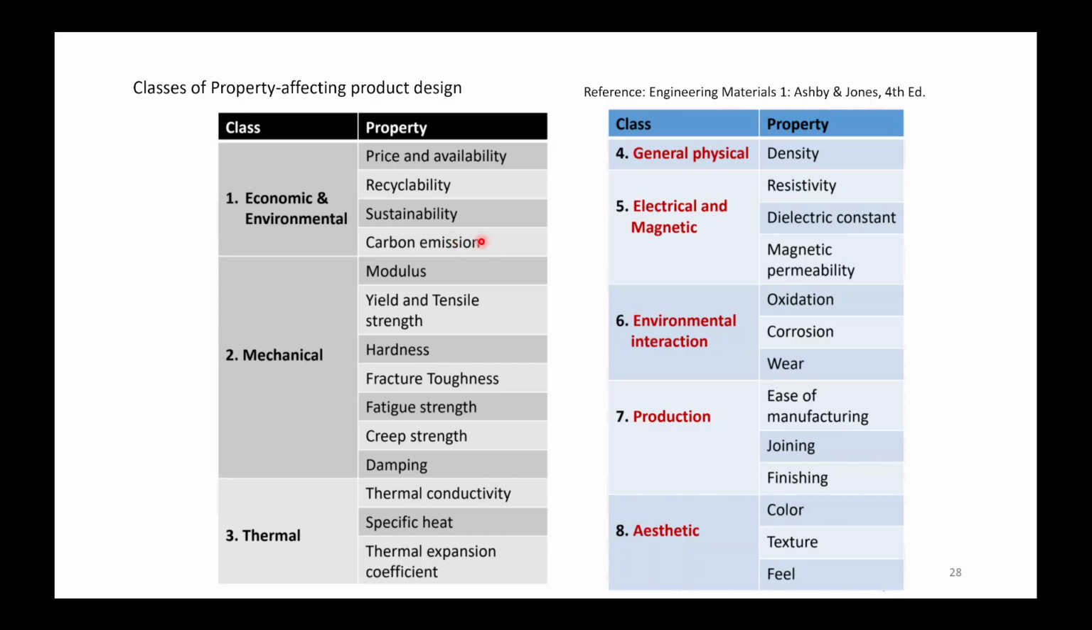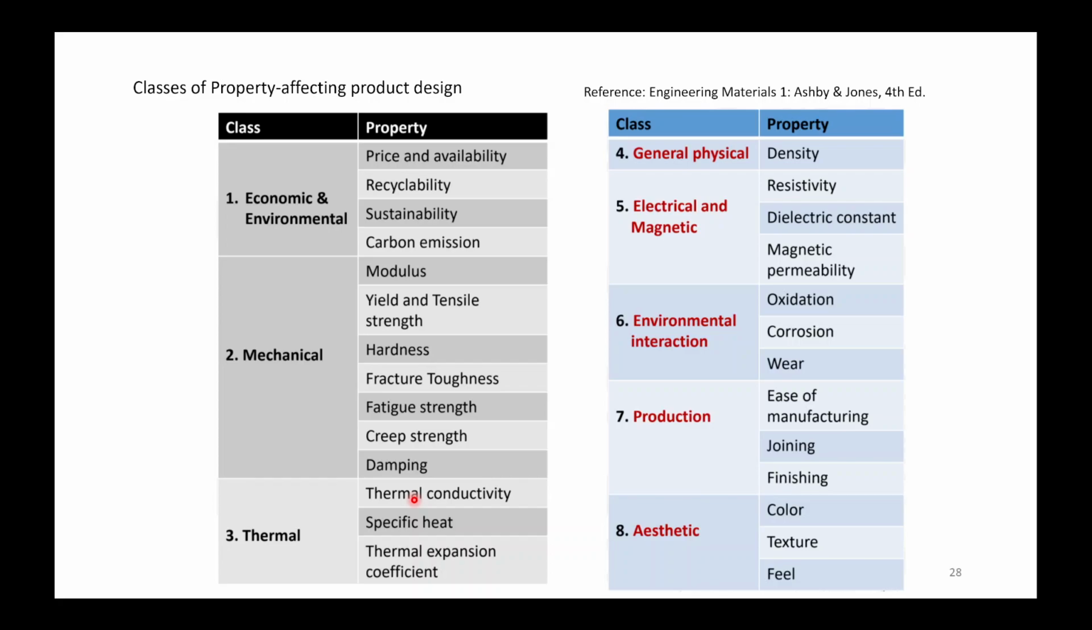The other class is mechanical properties. In these, there are modulus, Young's modulus or different types of modulus, yield and tensile strength, hardness, fracture toughness, fatigue strength, creep strength, and damping. Then there are thermal properties, which can be thermal conductivity, specific heat, and thermal expansion coefficient. And the fourth is general physical properties, which is density.